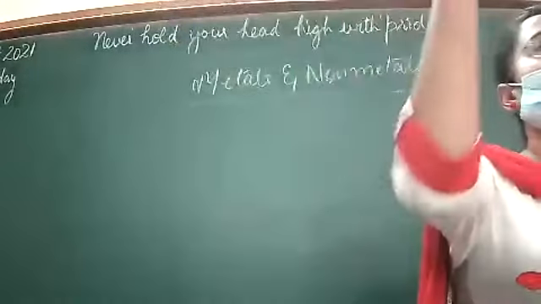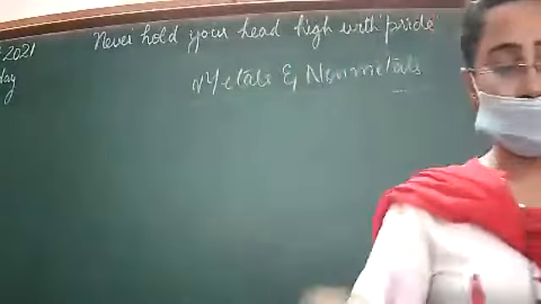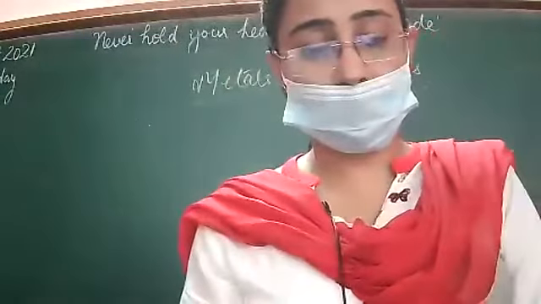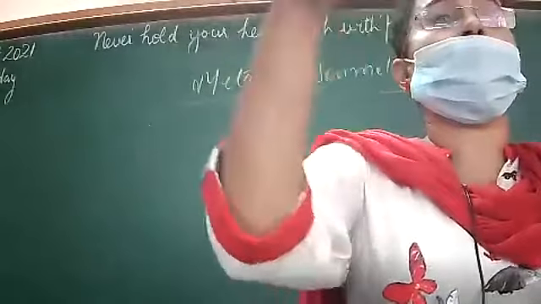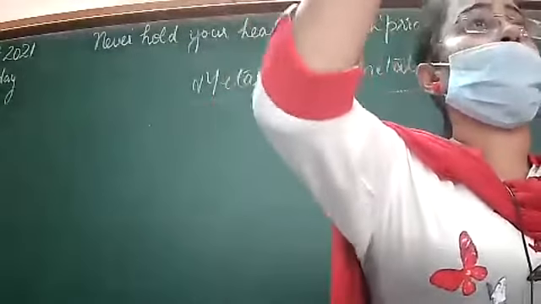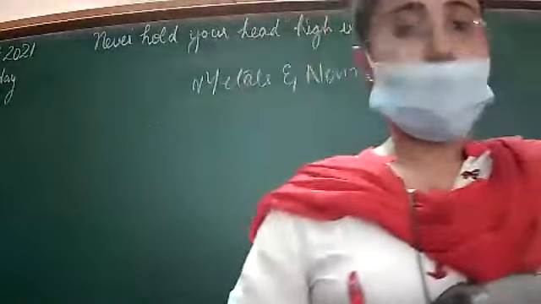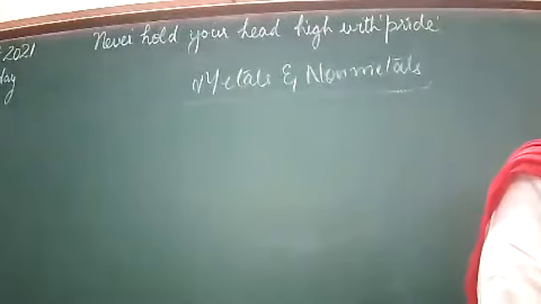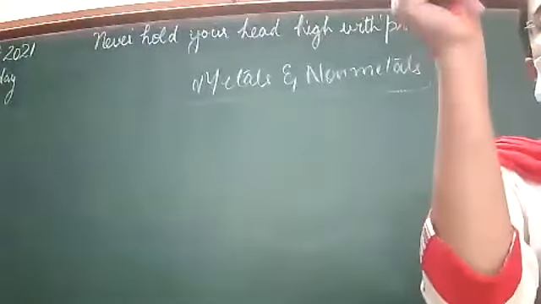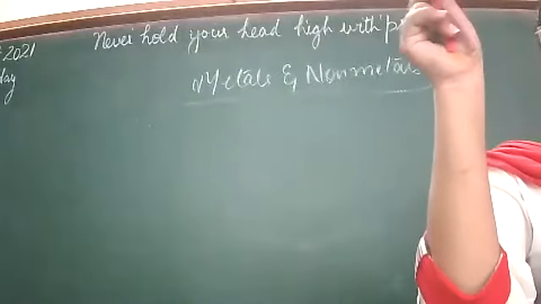Now I am taking red litmus. And I am dropping a drop of sulfuric acid. You can see there is no change. Because acid will turn blue litmus red, but there will be no change on red litmus. Got it?